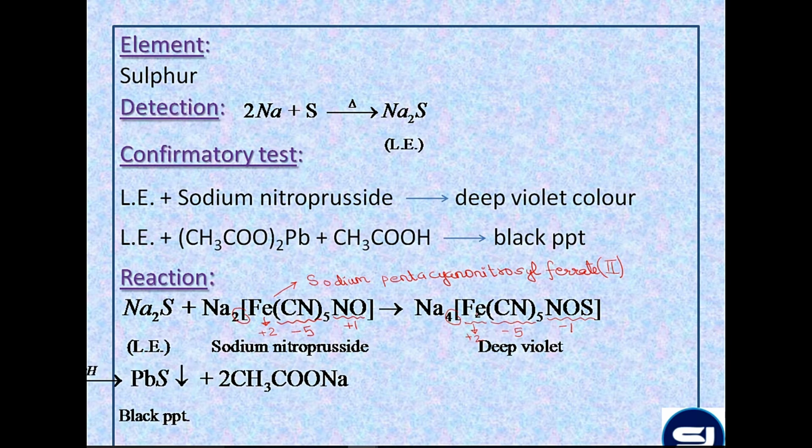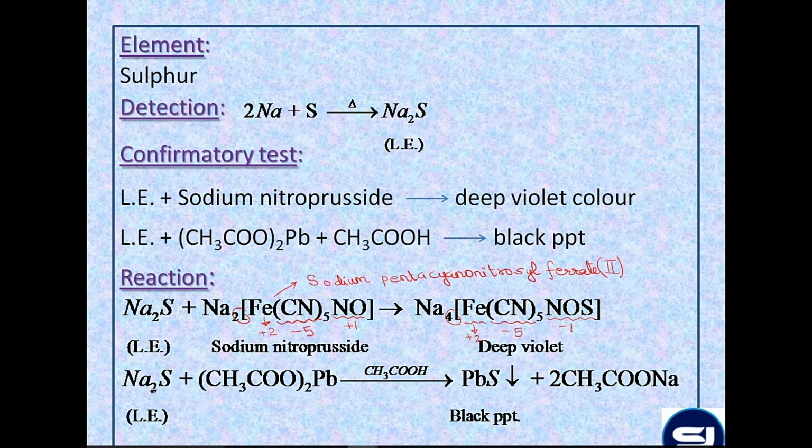The alternate test is the lassaigne extract reacting with lead acetate, and this lead acetate is reacted in the presence of acetic acid, giving a black precipitate of lead sulfide along with twice of sodium acetate. So, in a nutshell, the deep violet color was due to the complex Na4[Fe(CN)5NOS], and the black precipitate in the detection of sulfur is due to lead sulfide.